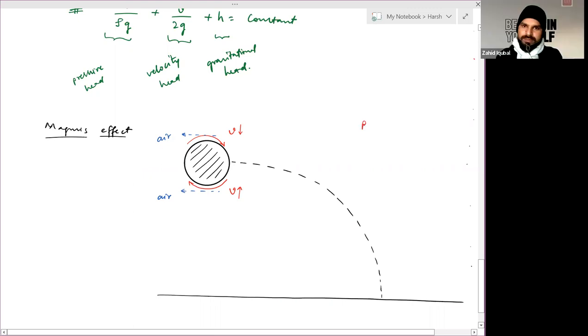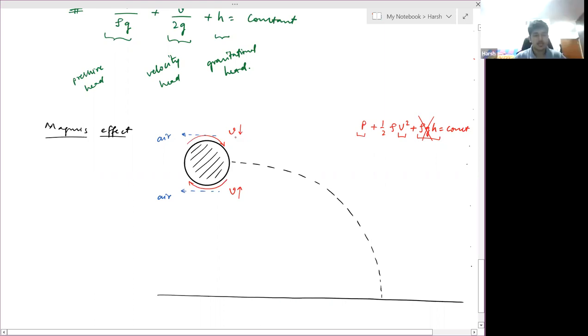According to Bernoulli's principle, P plus half rho V square plus rho g H is equal to constant. Here we are assuming there is not much difference in height, so just neglect it, and we are left with these two parts. If velocity increases, pressure must decrease, and if velocity decreases, pressure must increase, so that the sum of these two terms at any instant will be constant. Is it clear?